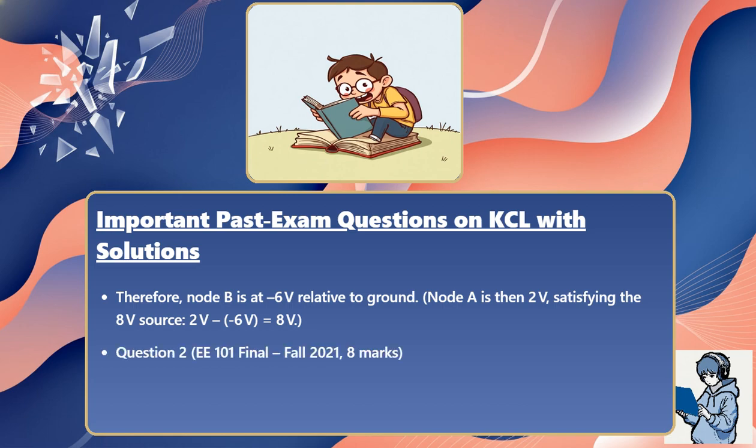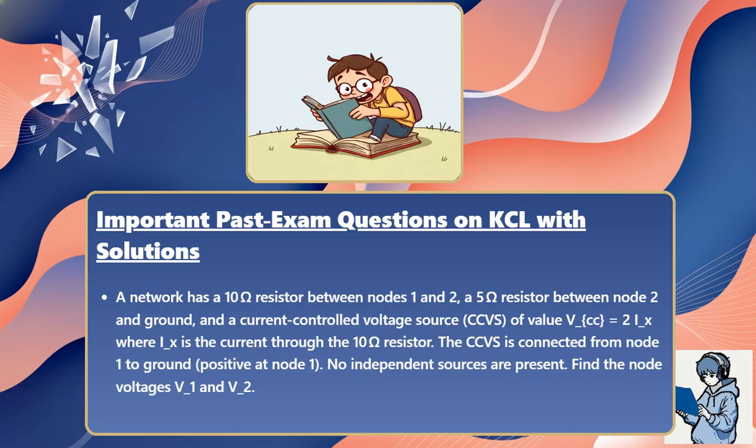Question 2, EE101 Final, Fall 2021, 8 marks. A network has a 10-ohm resistor between nodes 1 and 2, a 5-ohm resistor between node 2 and ground, and a current-controlled voltage source, CCVS, of value V_CC equals 2 I_X, where I_X is the current through the 10-ohm resistor. The CCVS is connected from node 1 to ground, positive at node 1. No independent sources are present. Find the node voltages V_1 and V_2.